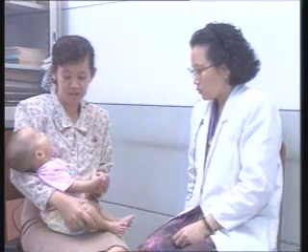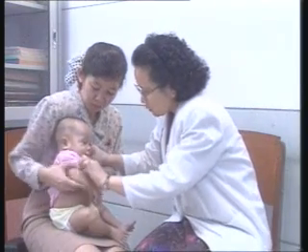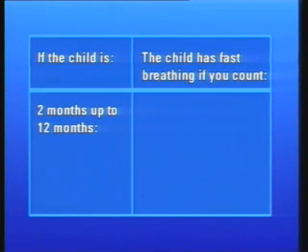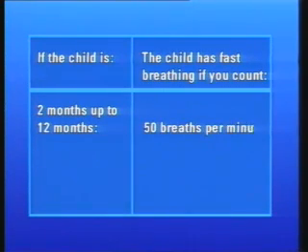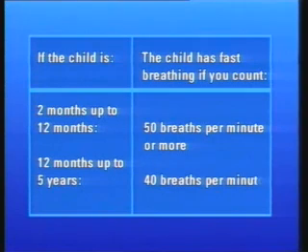To decide whether a child has fast breathing, you will count the number of breaths the child takes in 1 minute and compare it with the following cut-off rates. If the child is age 2 months up to 12 months, the child has fast breathing if you count 50 breaths per minute or more. If the child is age 12 months up to 5 years, the child has fast breathing if you count 40 breaths per minute or more. The child who is exactly 12 months old has fast breathing if you count 40 breaths per minute or more.